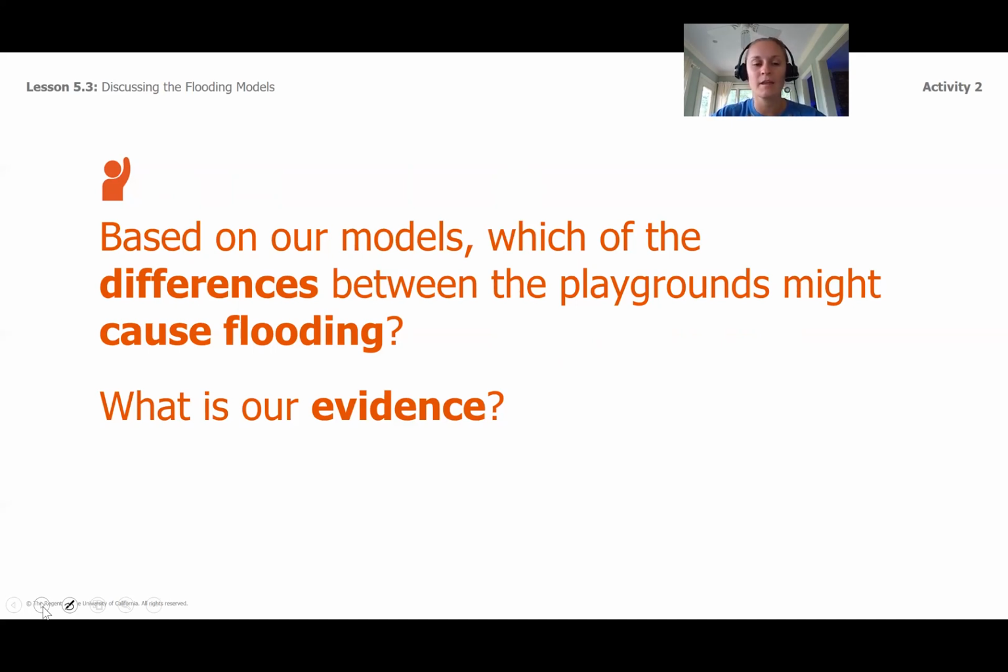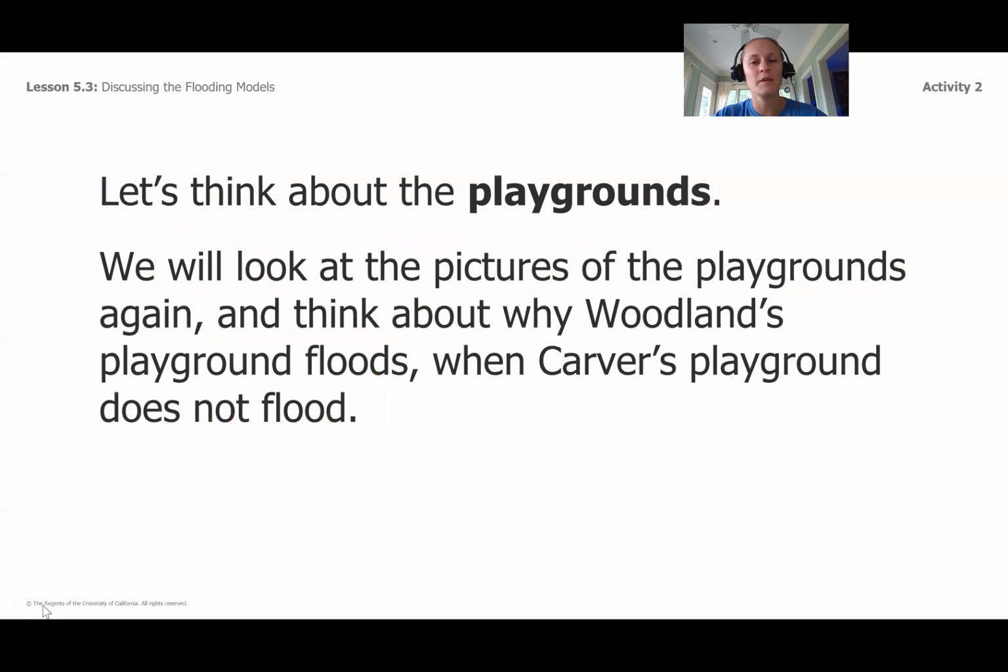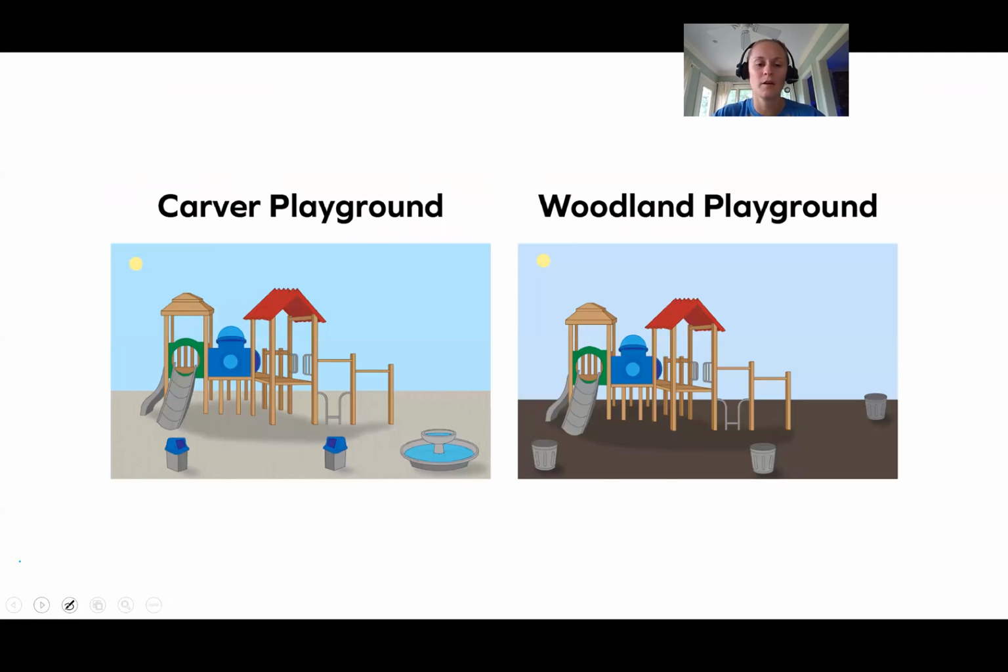If we are saying that the surface material is causing the difference in flooding, our evidence is our investigation. In our investigation, we saw that clay caused the water level to be a lot higher than the gravel did. Let's think about the playgrounds. We will look at the pictures of the playgrounds again and think about why Woodlands Playground floods when Carver's playground does not. So we're looking at Carver.